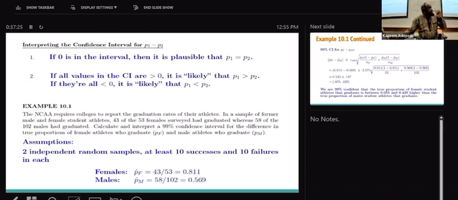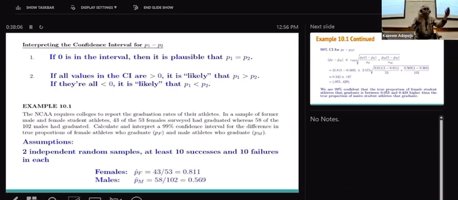Now, let's take a look at this example. The NCAA requires colleges to report the graduation rate of the athletes. Anytime you hear something about rates, that's a proportion. The idea of proportion can be used. In a sample of former male and female student athletes, 43 of the 53 females surveyed had graduated, while 58 of 102 males graduated. Calculate and interpret a 99% confidence interval for the difference in true proportion of female athletes who graduated and male athletes who graduated.